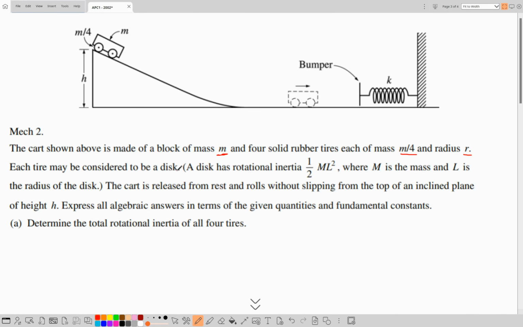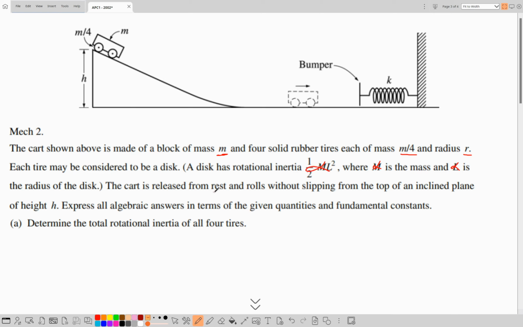Now each tire may be considered to be a disk, and they're providing a statement: a disk has a rotational inertia 1 over 2 ml square, where m is the mass and l is the radius of the disk. Notice carefully, they're providing the formula, but we're not going to use capital M. We're going to use m over 4, which represents the actual mass of the rubber tire and the small radius r. So you can ignore this, and we know that the rotational inertia of the disk is given by 1 over 2 mass multiplied by radius square.